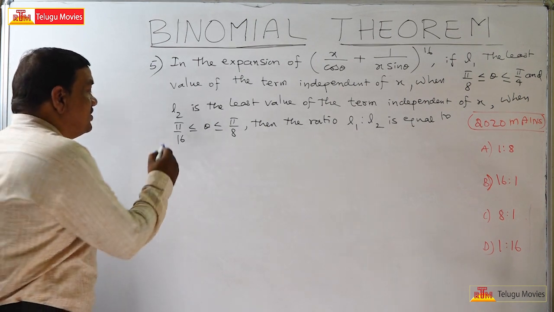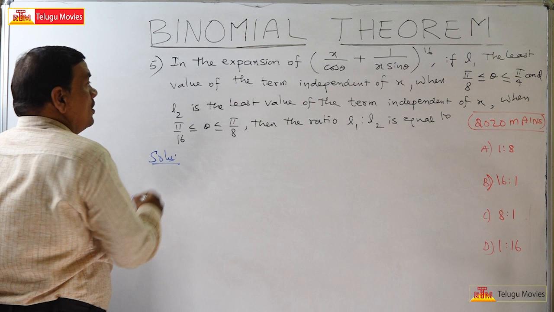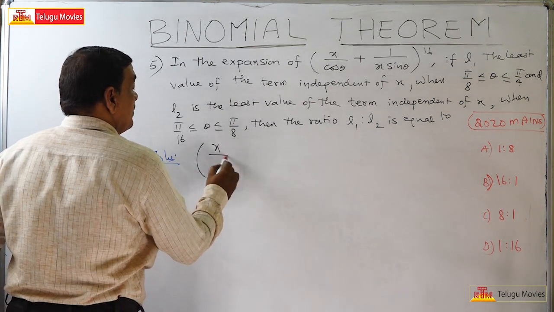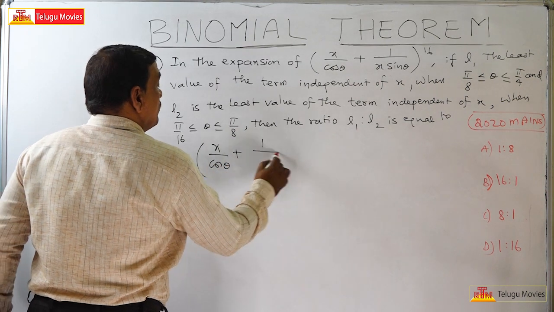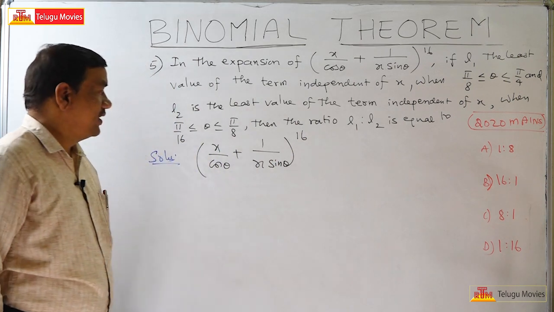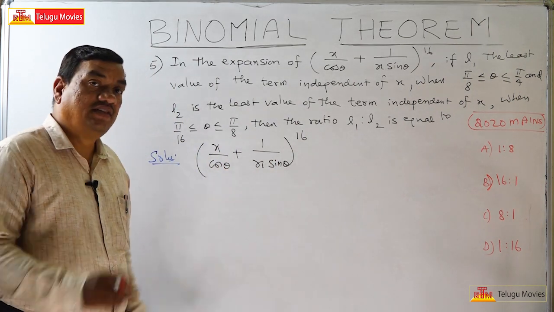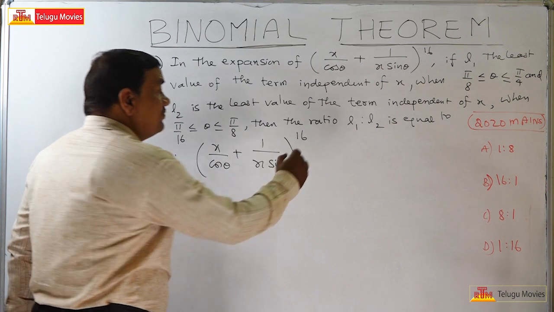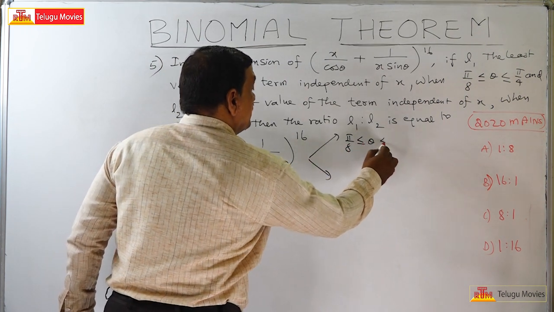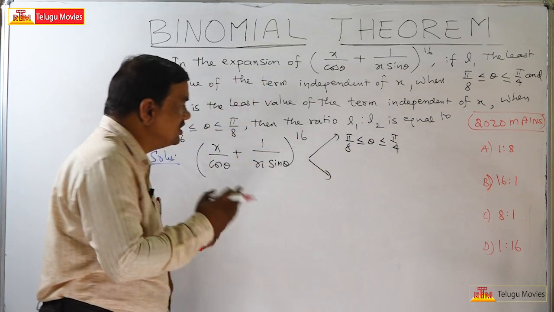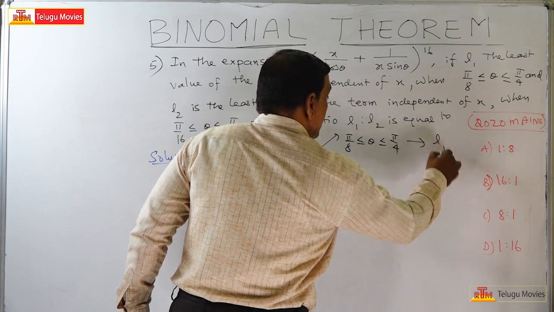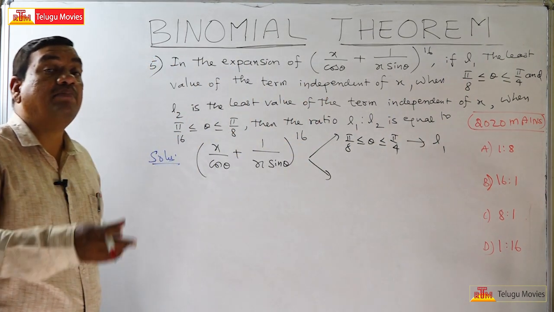See, first try to understand this problem. There is a binomial here. What is the binomial here? Clearly, (x by cos theta plus 1 by x sin theta) whole to the power of 16. Here cos theta, sin theta, theta. If theta lies between pi by 8 and pi by 4, then L1 is the term independent of x.